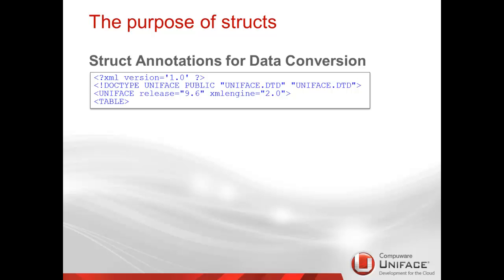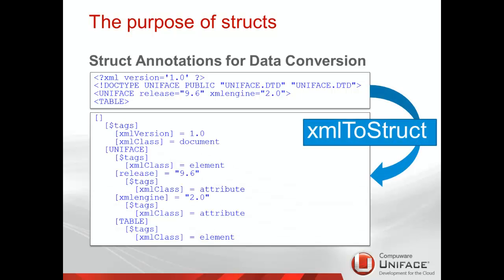When converting between XML and structs using XML_to_struct or struct_to_XML, you can set and retrieve annotations that provide information that guide the conversion or reverse the conversion. As said before, you can use the $tags function to set or get the value of an annotation for a specific struct. Here we can see the root element has the tags XML version and XML class. This is a document.